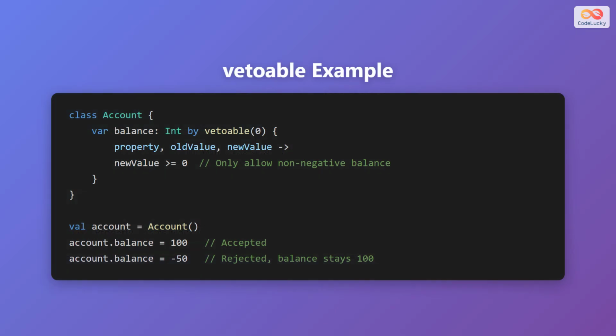Here's a practical example using vetoable for an account class. The balance property starts at 0 and is delegated to vetoable. The lambda checks if the new value is greater than or equal to 0. When we set balance to 100, the condition is true, so the change is accepted. However, when we try to set it to -50, the condition fails, the change is rejected, and the balance remains at 100. This prevents invalid negative balances without needing separate validation methods.